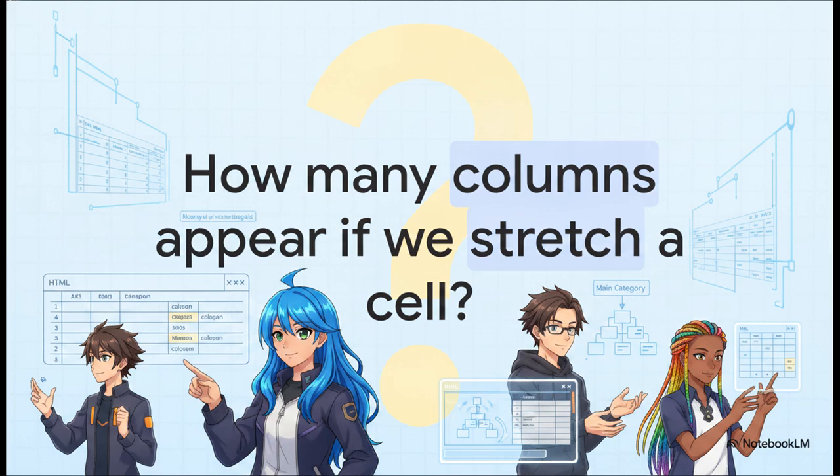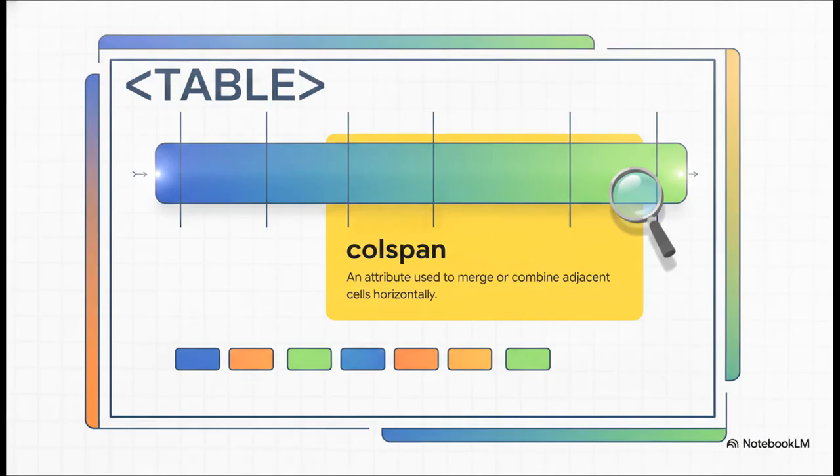Think about a complex product price list where you have one massive main category spanning across a bunch of subcategories. How many columns will our table actually create if we force one cell to stretch across the space of two? The trick here is the colspan attribute. Colspan literally means column span.